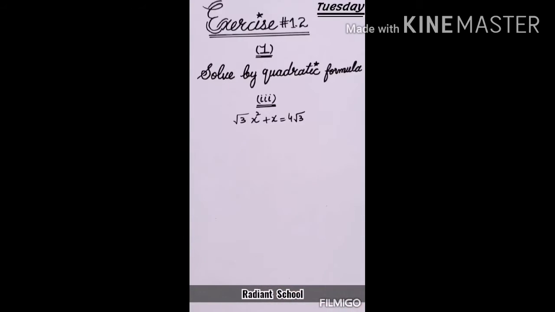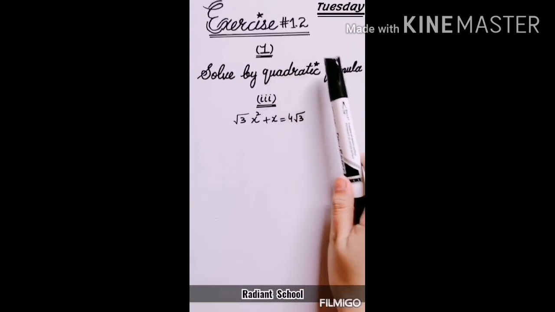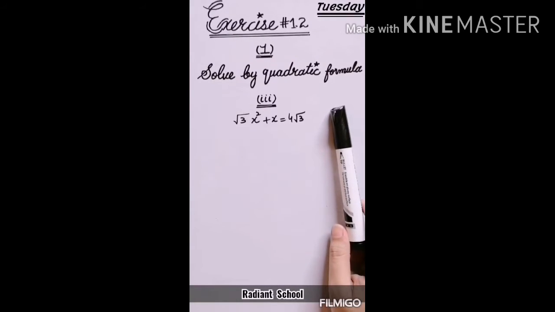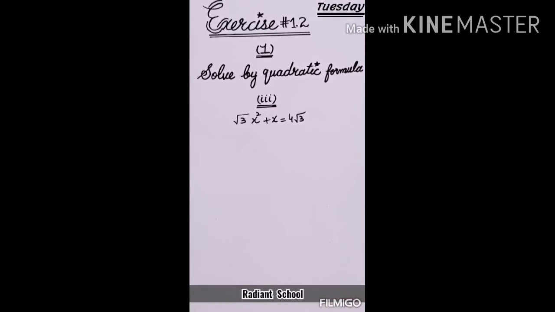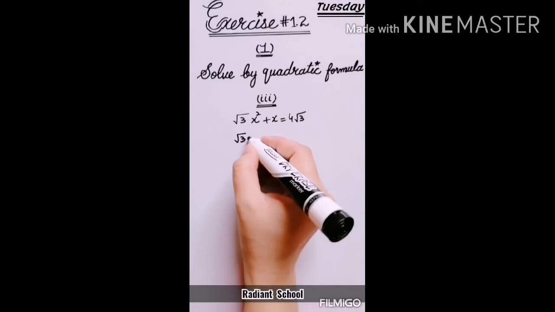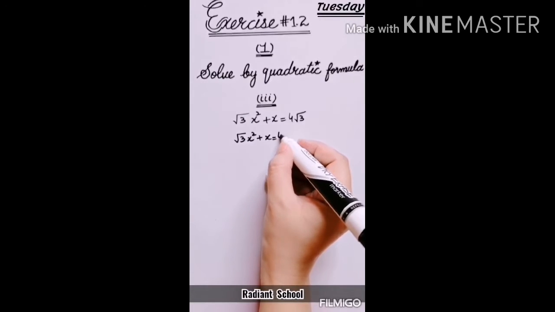Now students, we will start exercise 1.2. Question number 1 is that solve the quadratic equation by the quadratic formula, and we are having the equation. Part number 3 I have taken. So first of all, whatever expression you are having, you have to write your given expression in the form of standard quadratic equation. Means first of all you will write the x square term, and then you will write the x term, and then you will write the constant.